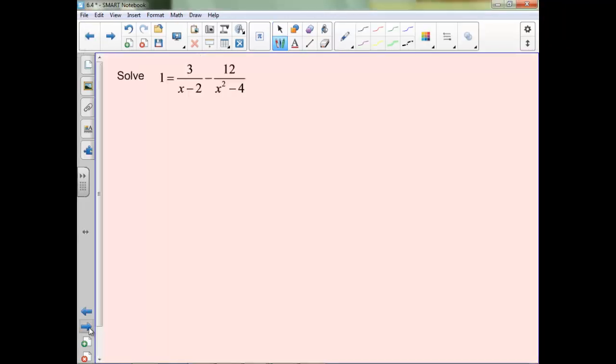So let's start this one by factoring. And now notice, x can't be 2 or negative 2. So we'll need to keep that in mind. And we're going to go ahead and multiply both sides by x minus 2 and x plus 2.